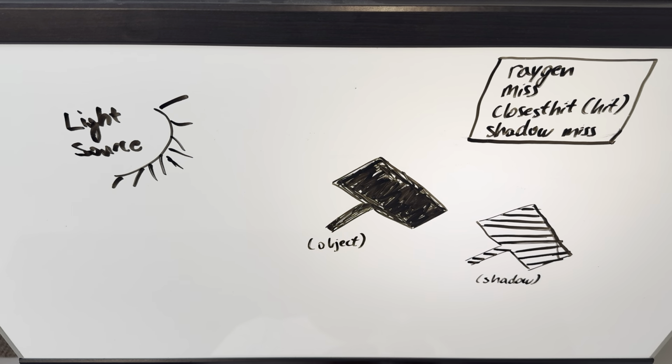And this is what I like to call the shadow test ray, okay? This is the shadow test ray. And what this shadow test ray is doing is it is testing between our hit point and the light source. Are there any objects intersecting between our hit point and the light source?